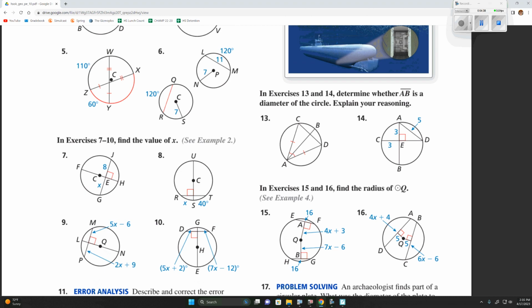And we can look at number 6. If one arc is 120 degrees and the other arc is 120 degrees, the chords that connect those two arcs must be the same. And if one chord's length is 11, the other chord's length has to be 11. Now it is important to know that those two circles are congruent to each other. They both have a radius of 7, so the chords have to be the same.